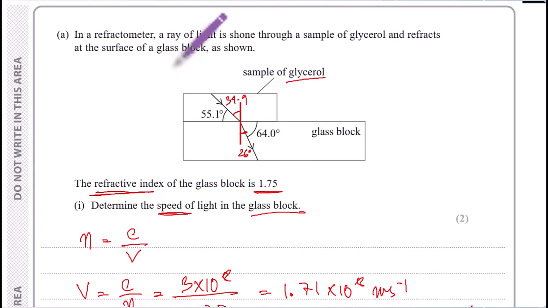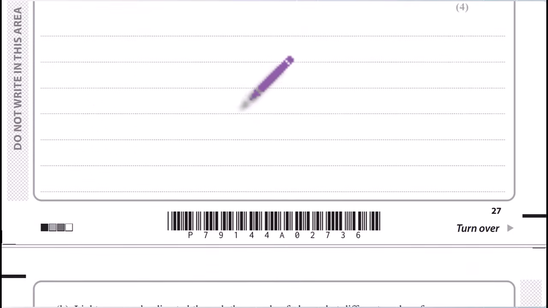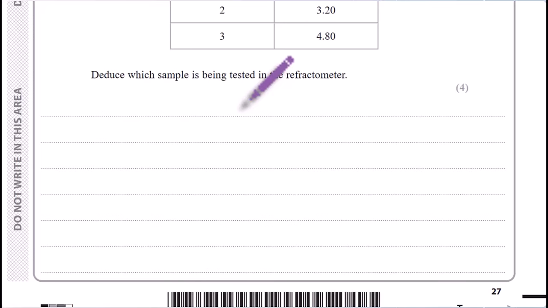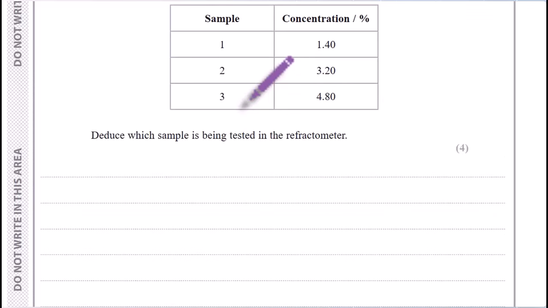So back in your IGCSEs, for refractive index with angles, you use the equation n equals sin i by sin r, right? Gone are those days. We don't use that anymore. What we use instead, in the new spec at least, is n1 sin theta 1 equals n2 sin theta 2. So n1 and n2 being the refractive indices in the two media. What did the question ask me? The question asked me which sample is being tested in the refractometer, right?